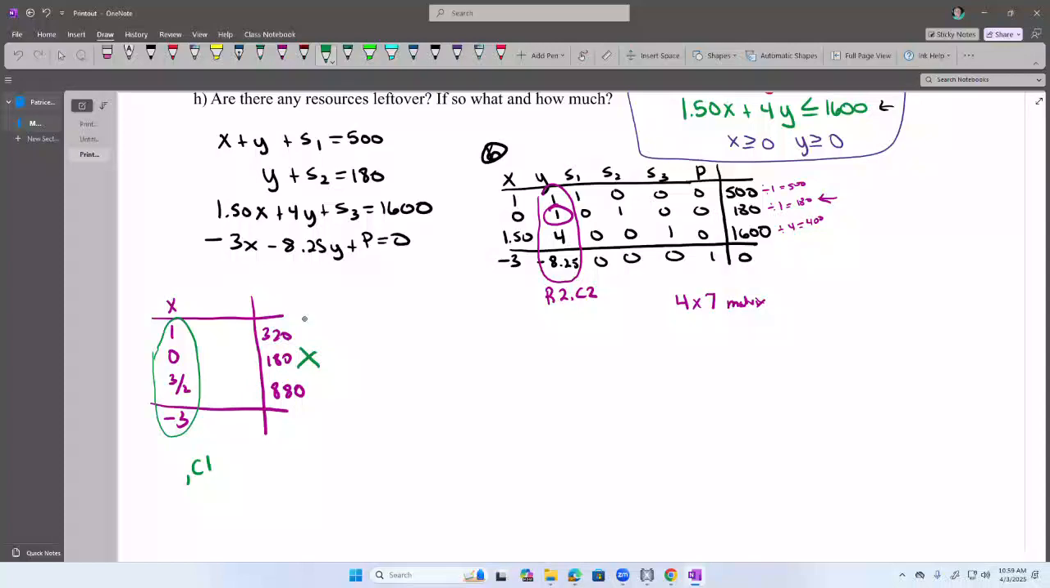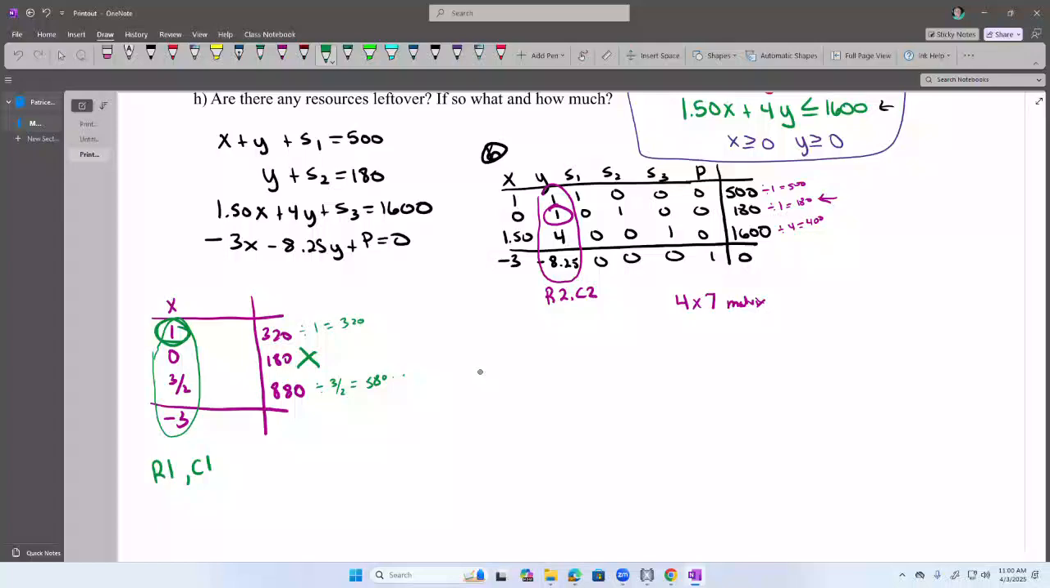It's not the winner. So I have 320 divided by 1, which is 320, and 880 divided by 3 halves, which is, anybody do that one yet? It's like 580 something. 586. So the 320 one is smaller. So that makes row 1, column 1, my pivot element. So I go through the program again and I pivot on row 1, column 1. And then you ask yourself, am I finished? Yes. And you answer yes, because there's no negatives in the bottom row.